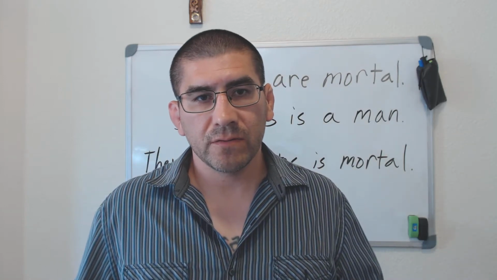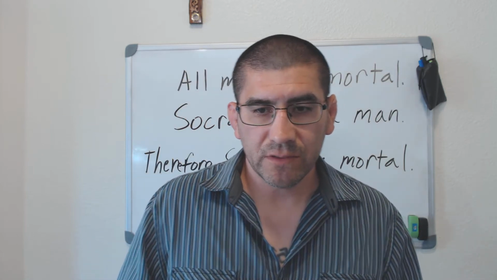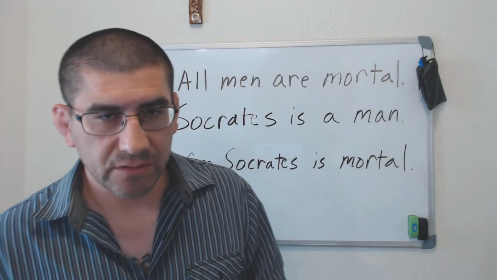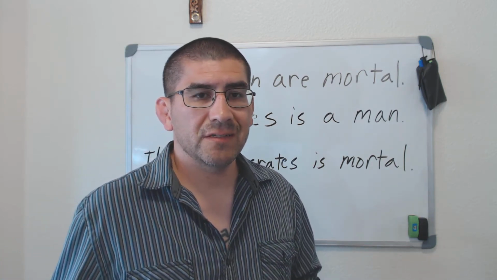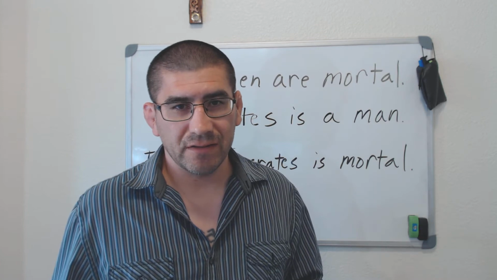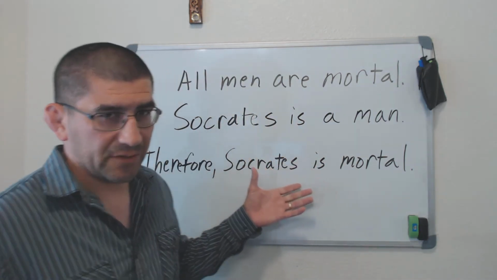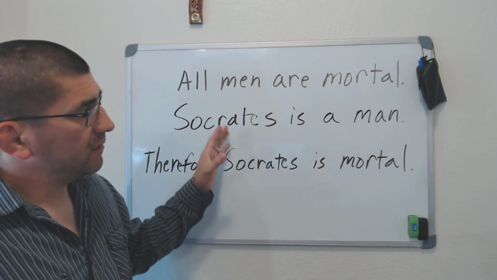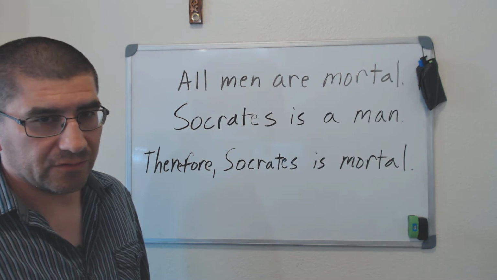Okay, I'm going to go over Aristotle's rules for validity. What these rules are going to do is let you check an argument to see if it's valid or invalid. I'm going to start just with the common famous argument, the simple one. All men are mortal. Socrates is a man, therefore Socrates is mortal.